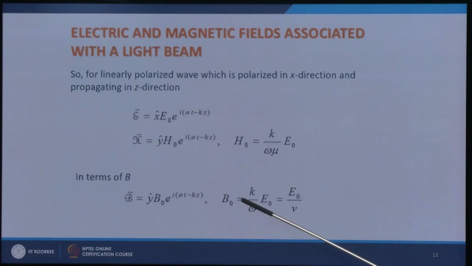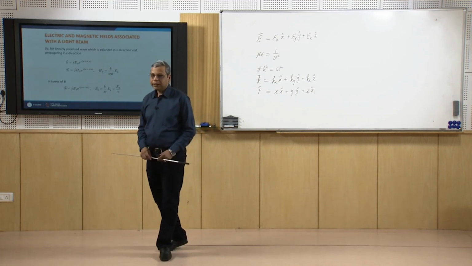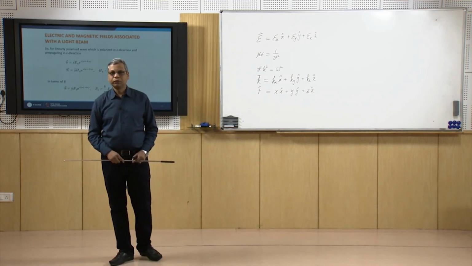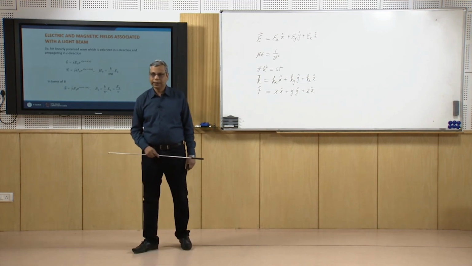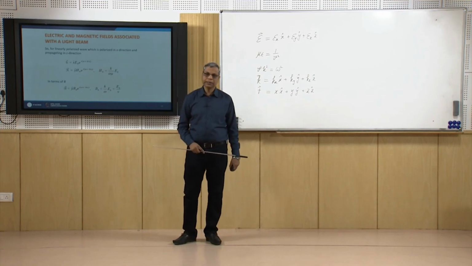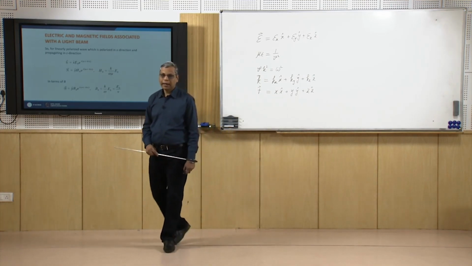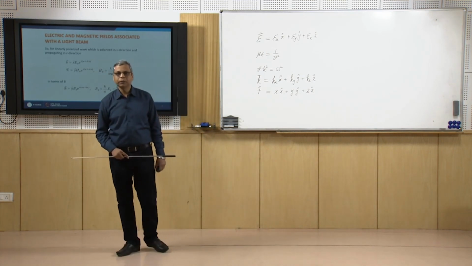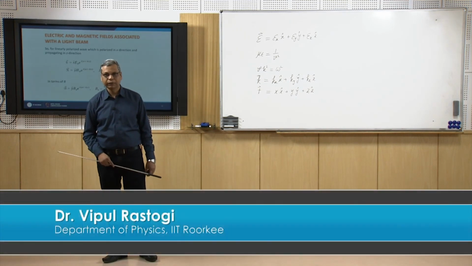The amplitude B0 would be much smaller than the amplitude E0, which means that the amplitude of magnetic field is very small as compared to the electric field associated with light, and that is why it is the electric field that affects the retina of our eye, and so the direction of polarization is associated with the direction of electric field vibration.